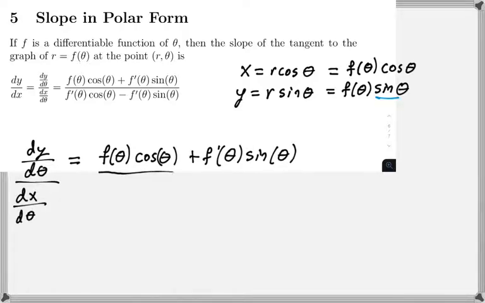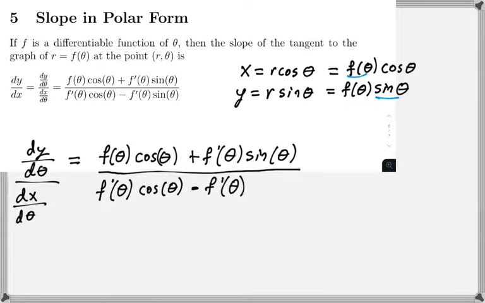Dx/d theta, okay, is the derivative of f, f prime of theta, times the second function, cosine of theta, and then plus f of theta times the derivative of cosine, which would be minus sine, so we go ahead and say minus f of theta sine of theta. And it doesn't have to be exactly in this order, but you just have to have the appropriate terms in the numerator and the denominator.